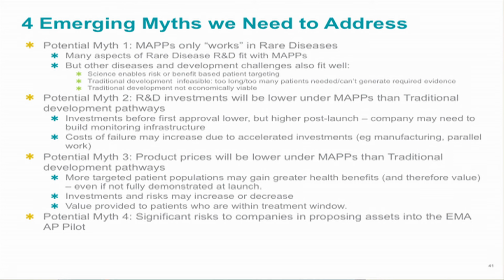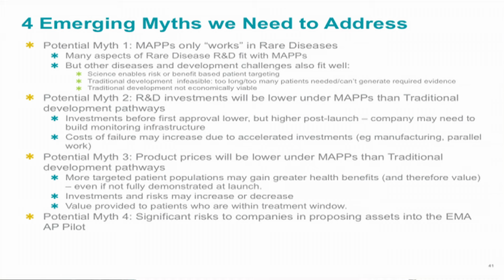Finally, from me, I want to just discuss some of the things that I've seen and heard in terms of myths around MAPS that may be emerging, and some of you may resonate with some of them. So first of all, I think there's a certain feeling that MAPS is only applicable in rare diseases. My view is that there are a number of aspects of rare disease R&D and process that make them well suited, and I've listed some up there, but actually many of those can apply in other diseases too, particularly when you look at stratification and personalization and so forth.